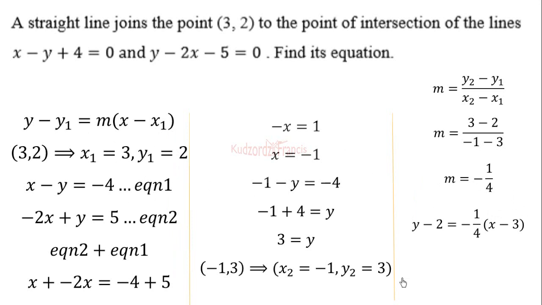Now I want you to expand this, but I will multiply it through by 4 for you to get this: 4y minus 8 equal this. I want you to expand this and simplify it to get the equation of the line as 4y plus x equal 13. So that is the required equation of the line.